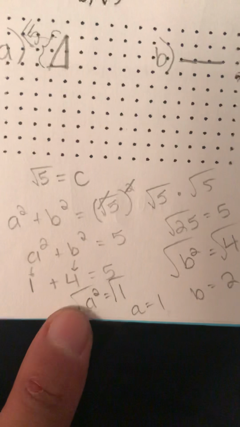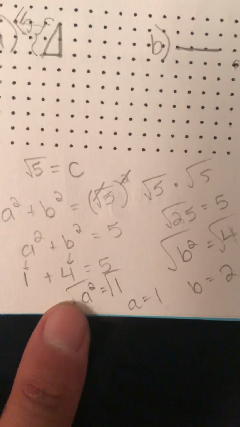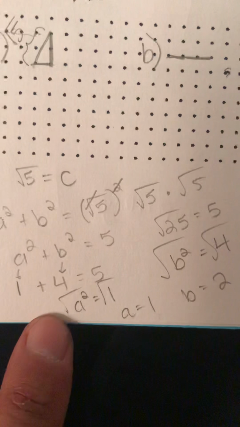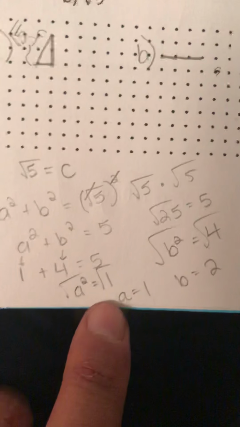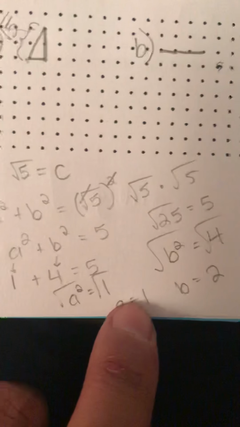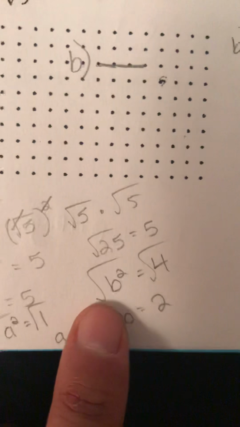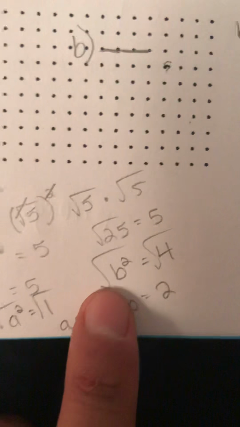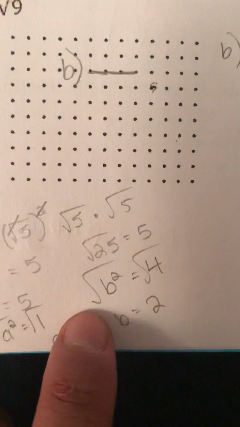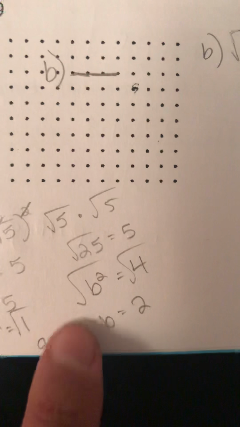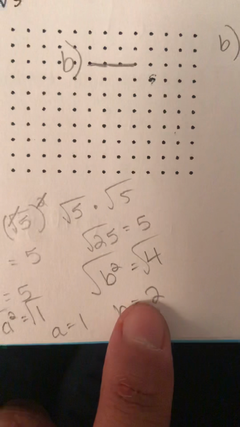So if I set up this equation, a squared equals 1, I'm going to take the square root of both sides to get a by itself, and a is just 1. The square root of 1 is 1. I do the same thing for b squared. So b squared equals 4. To solve for b, I'm going to take the square root. The square root of 4 is 2.